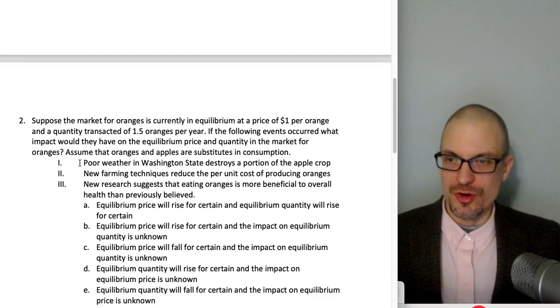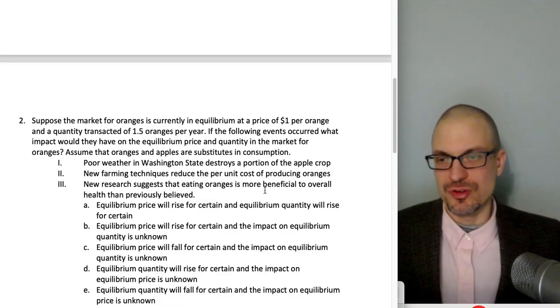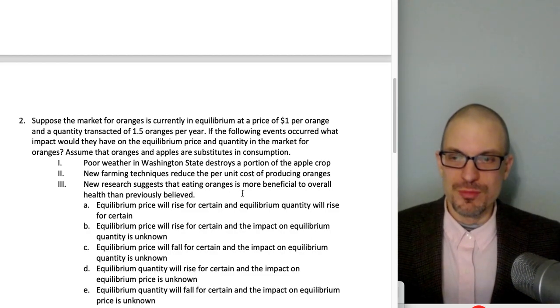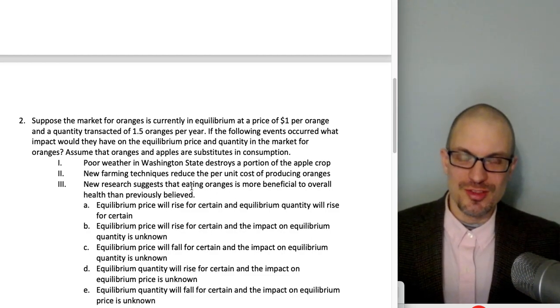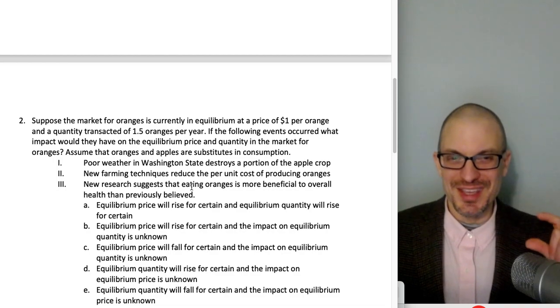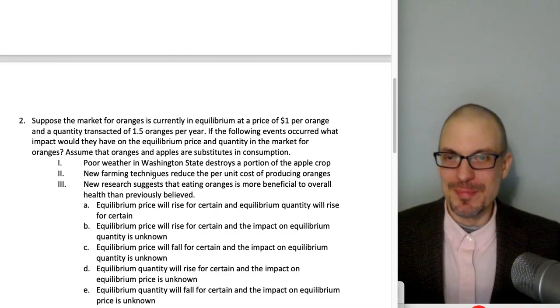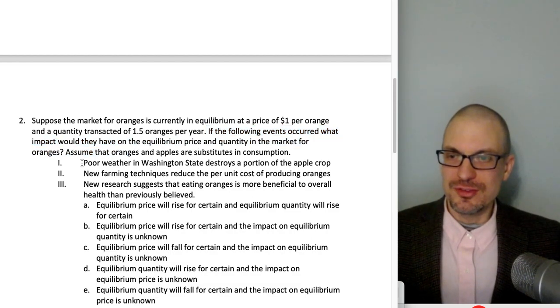Okay, so we have these things happening at once, and we want to know what's going to happen as a result. Firstly, we're getting poor weather in Washington state, destroying a portion of the apple crop. Then we're getting new farming techniques that are reducing the per unit cost of producing oranges. Then we're getting new research suggesting that eating oranges is more beneficial to overall health than previously believed. No, that's in the order that we're reading it. We're assuming these are happening at the same time, right? Assuming these following events occurred, what impact would they have?